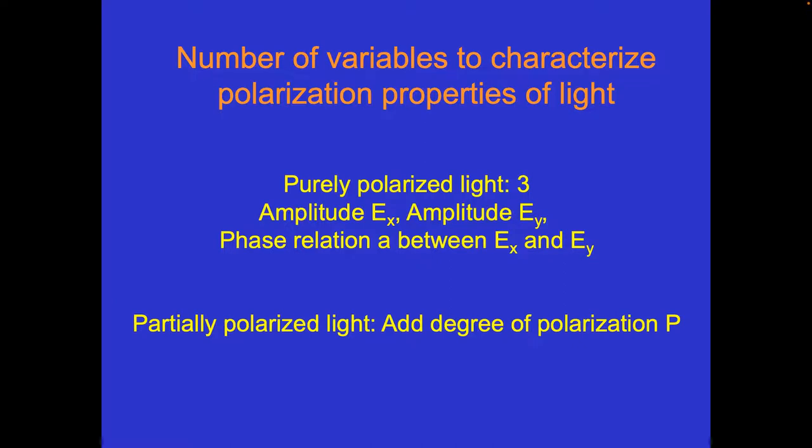Now there is one additional parameter, and that is if the light is partially polarized. So it's not completely depolarized, but it's also not completely polarized. So you call that the degree of polarization P.